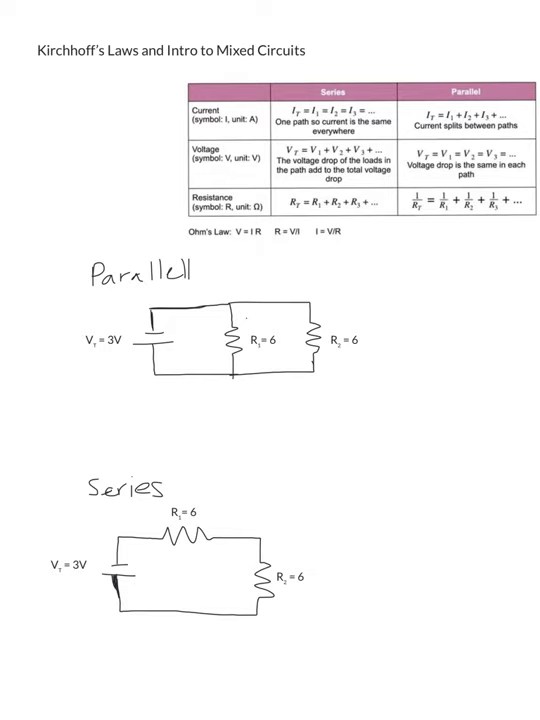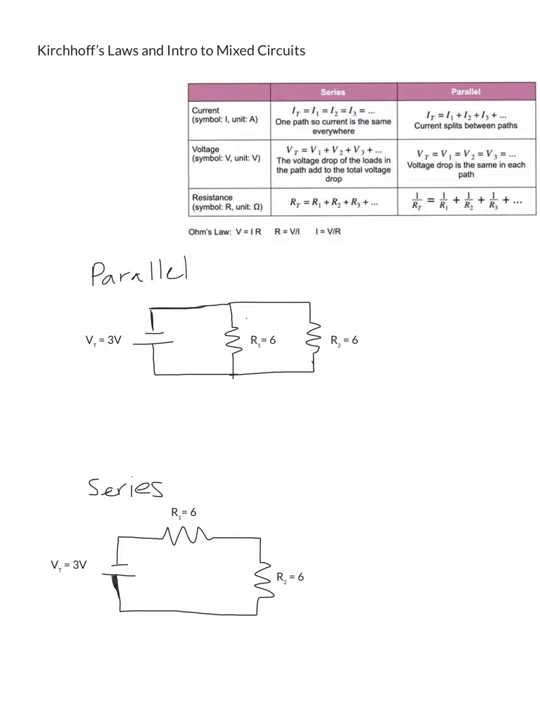So we have two circuits, one in parallel and one in series. Both of them have two 6 ohm resistors connected to a 3-volt battery. In the parallel, they're connected around each other, so there are two paths. And in series, they're connected one after the other, beside each other, and there's only one path.